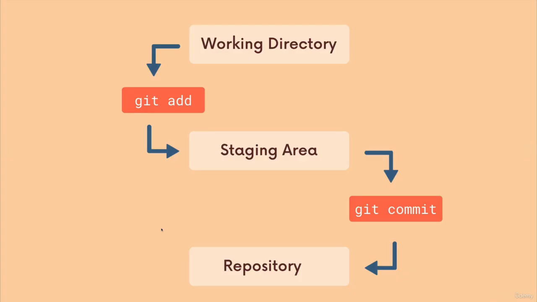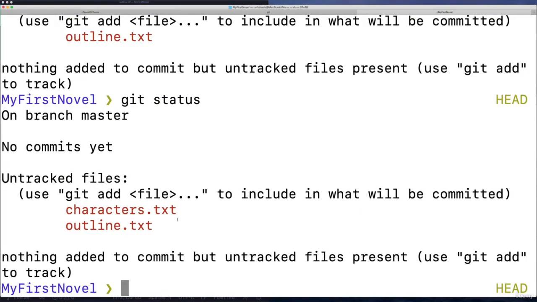Well, now we need to talk about a tiny bit of terminology. 3 different locations, or not actual physical locations: working directory, staging area, and the repository. Let's start with this first one, working directory. That's just a fancy way of referring to the directory, the place we're actually working on our project.